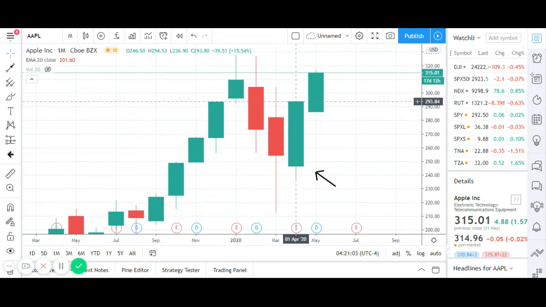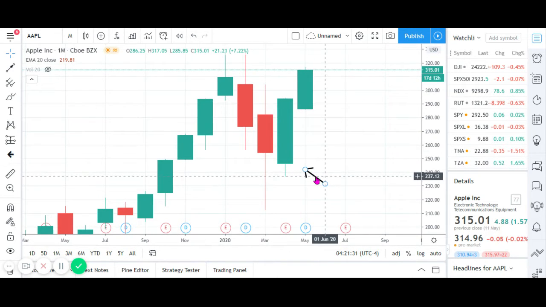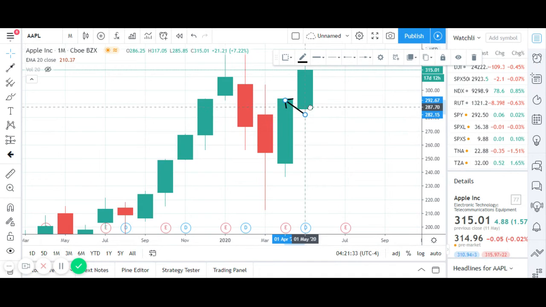So during the month of April, it opened at 246 and 50 cents. It went down as low as 236 and 90 cents, and then continued on up through the month and closed at 293 and 80 cents. All right, it looks like there was a little wick above it, less than $1, and it closed up here. All right, so it started down here and then it moved up to here. That's where it closed at.